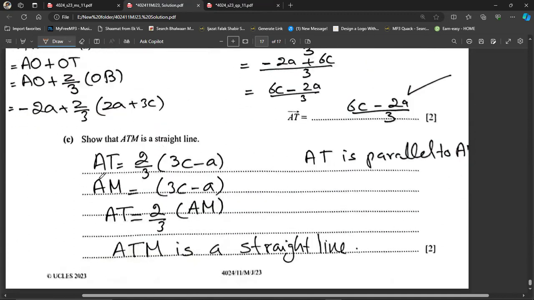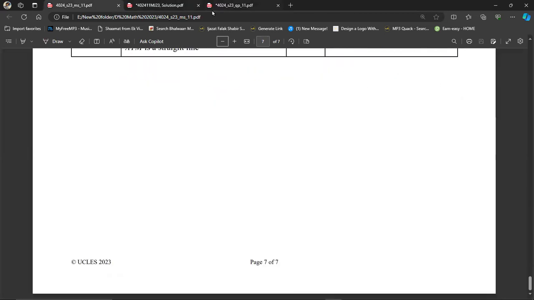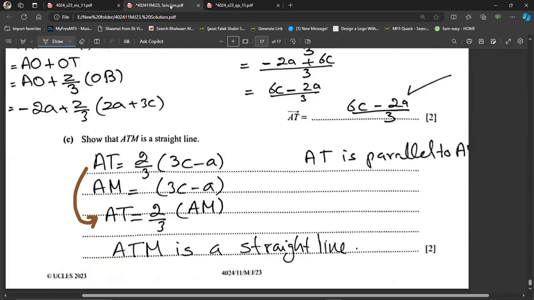So here, AT will be equal to 2 by 3 of 3C minus A, that is AM. So when this relation is developed, that means AT and AM are parallel to each other. So that shows that ATM is a straight line. From A to T and from A to M, if they are parallel to each other, that means ATM is a straight line. I hope you understand this logic. So, okay, the question is completed.